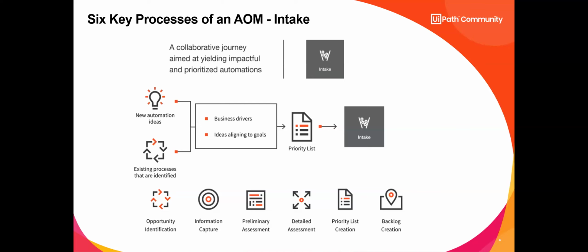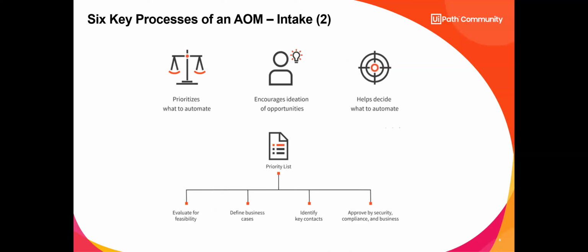All right, intake. We have another slide about intake right here. So intake, in sum, prioritizes what we automate, encourages that ideation because we're collaborating. We're getting people to talk to each other. We're involving people. We're involving people that aren't managers. We're involving SMEs. We're involving clerks. We're involving people that may not feel important or their decisions mean nothing in the organization. You're giving them value. And it helps us to decide what to automate. That's that whole process of improvement part.